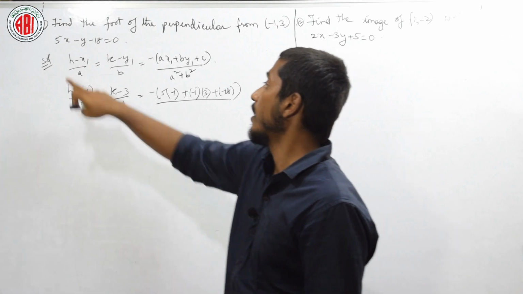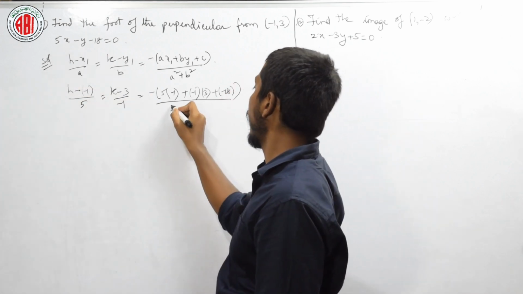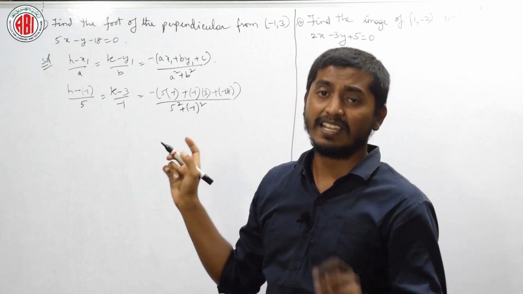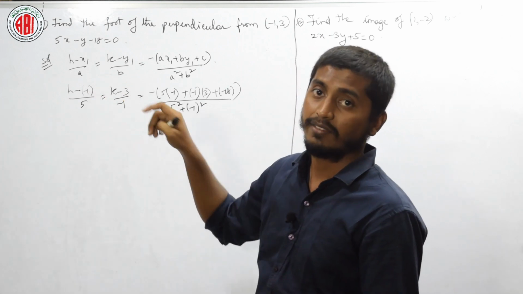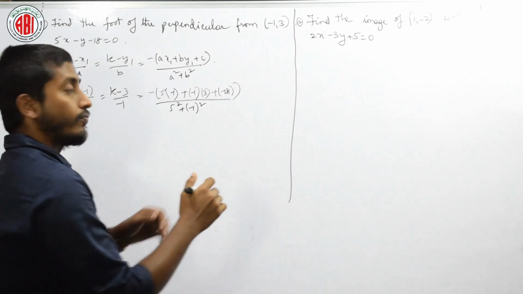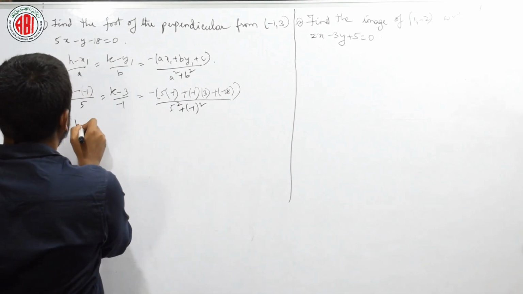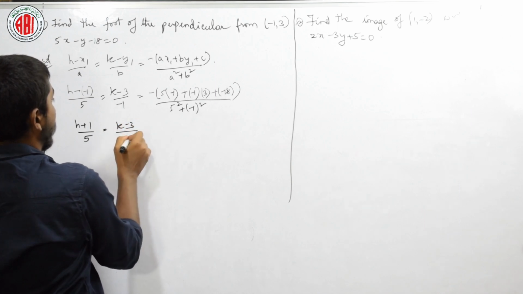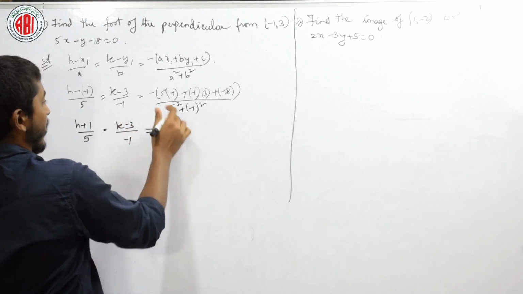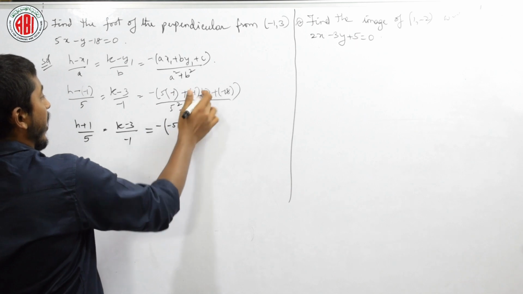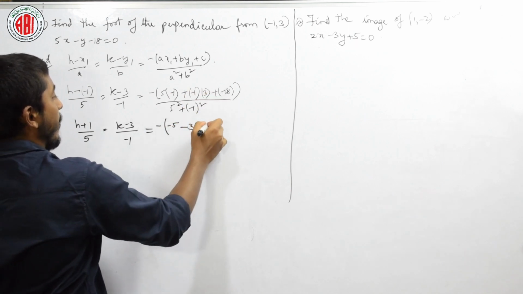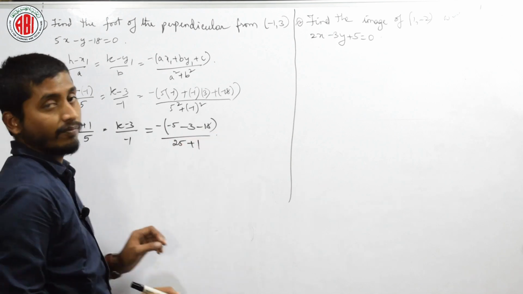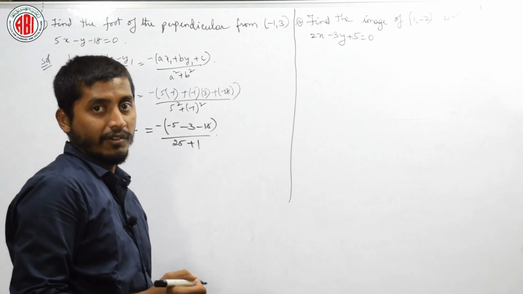Is it clear? That is 5 square plus minus 1 whole square. Let us simplify this and find the values of h and k. Let us do that. See here, h plus 1 by 5 is equal to k minus 3 by minus 1, that is equal to minus of minus 5 minus 3 minus 18 divided by 25 plus 1. Is it right? Are we doing it correctly?